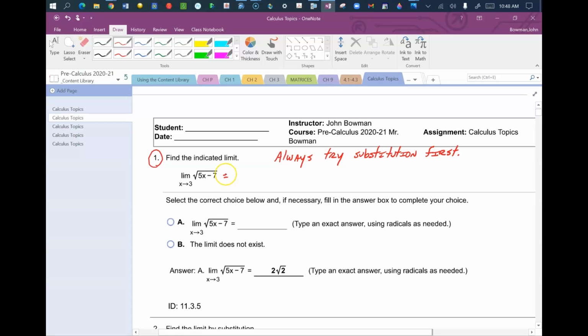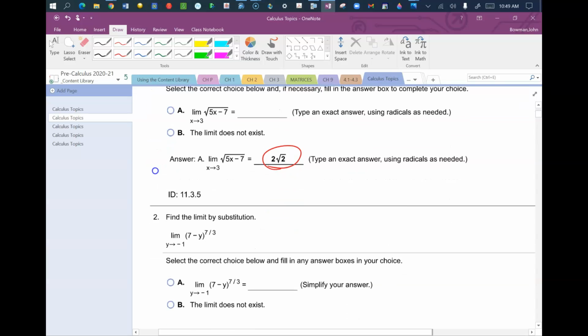We're just going to try substituting in 3. So if we substitute 3 into that square root, we would have the square root of 5 times 3 minus 7, which would give us the square root of 14. Sorry, not the square root of 14, the square root of 8, which simplifies to 2 root 2, and that is our answer. So always try substitution first.